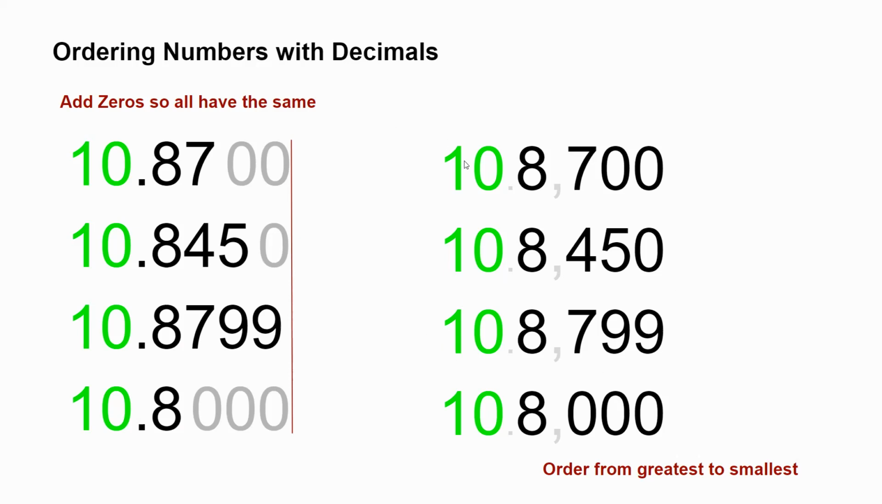You could also, because all of the whole numbers are the same, ignore the green part and just compare the black numbers. That will work as well. So 8,799, biggest number. We keep going. What's our next biggest number? It looks like 108,700 is the next one. Then 108,450. And then finally, 108,000 would be the smallest number. Hopefully that makes sense to you. It might take a little bit of practice to get used to adding these zeros, but I think it's an effective way of making it much easier to compare and get them in the right sequence.